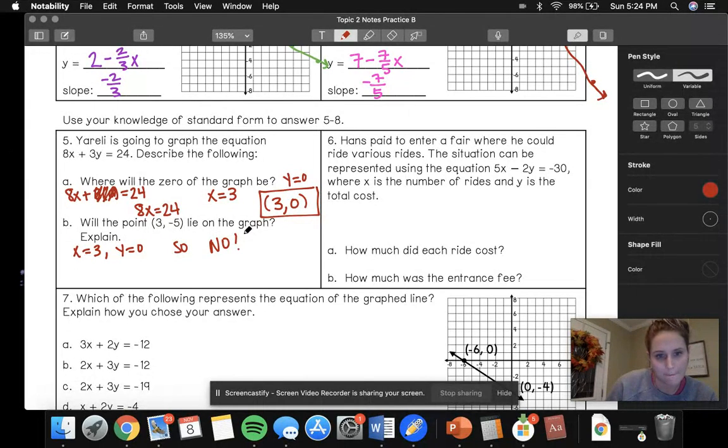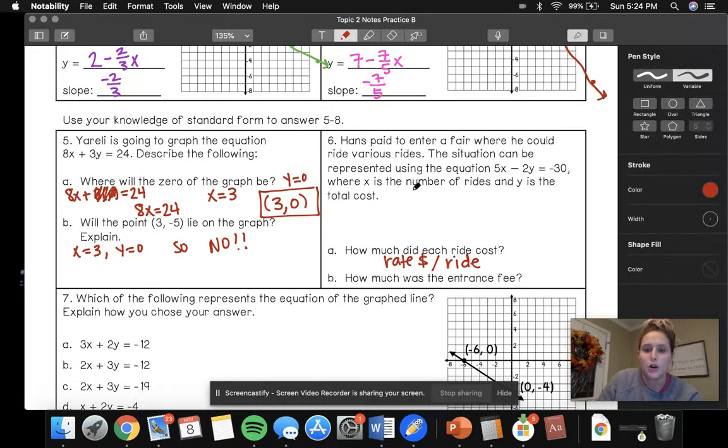Okay. Number 6. Hans paid to enter a fair where he could ride various rides. The situation can be represented using the equation 5x minus 2y equaling negative 30, where x is the number of rides and y is the total cost. Okay? Part A says, how much does each ride cost? So it's asking us, what is the rate? What is the rate or the cost per ride?